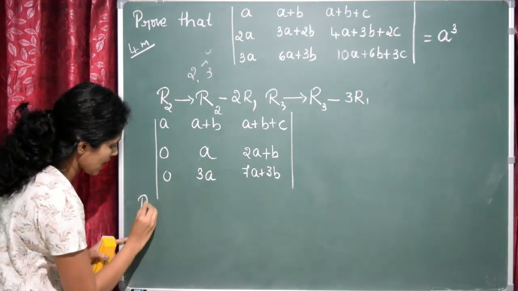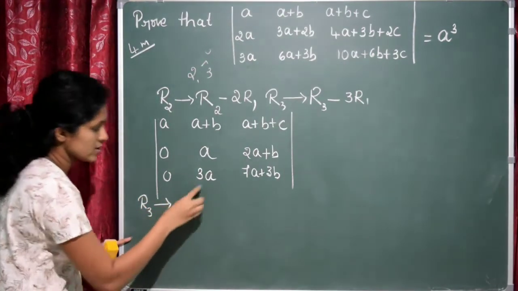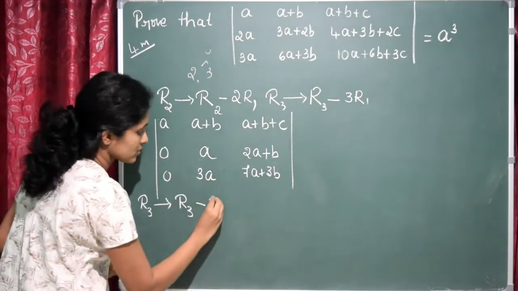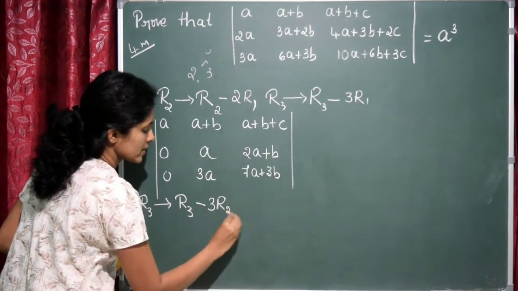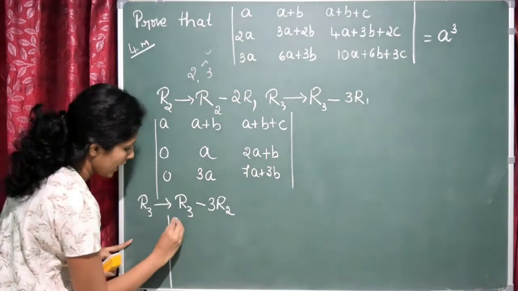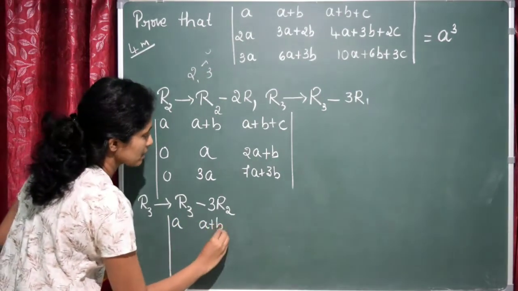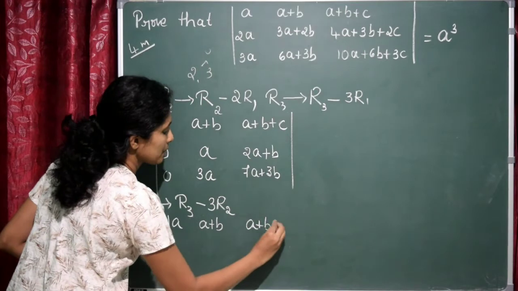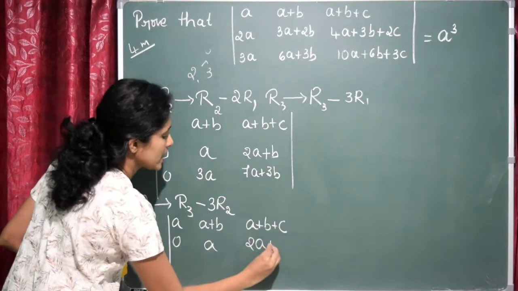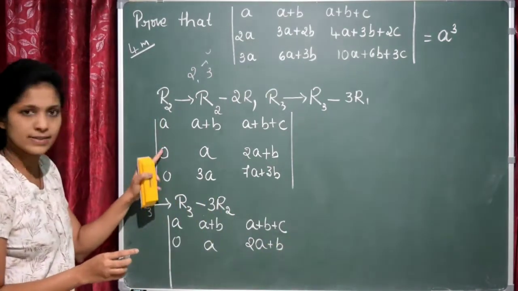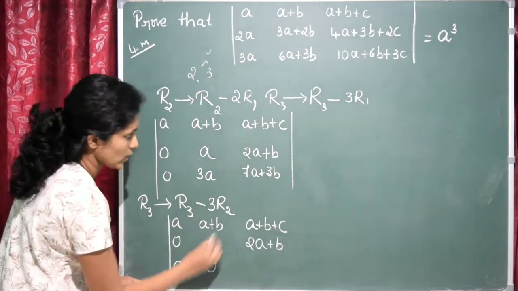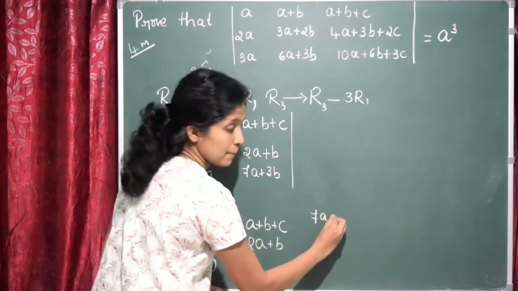So now what I do is I will change the R3 row. R3 changes to R3 minus, I will multiply 3, that is 3R2. Is it clear? Now I am changing only the R3 row and the first rows will be as it is, that is now A, and next will be A plus B, and next will be A plus B plus C, and this is 0, A and 2A plus B. We are changing R3, so 0 minus something, so this will be 0. So this is 3A minus 3A will be 0.